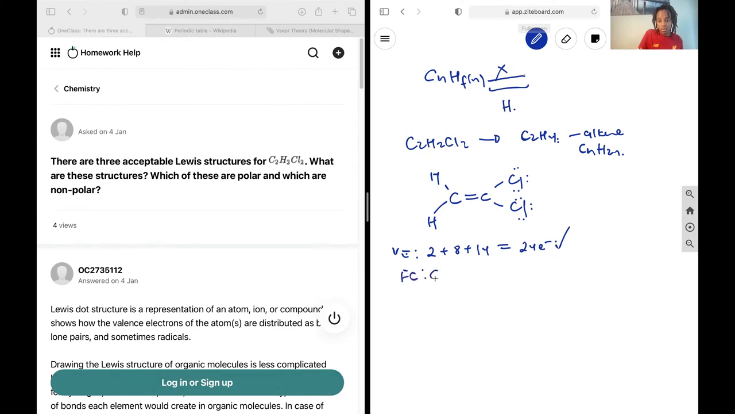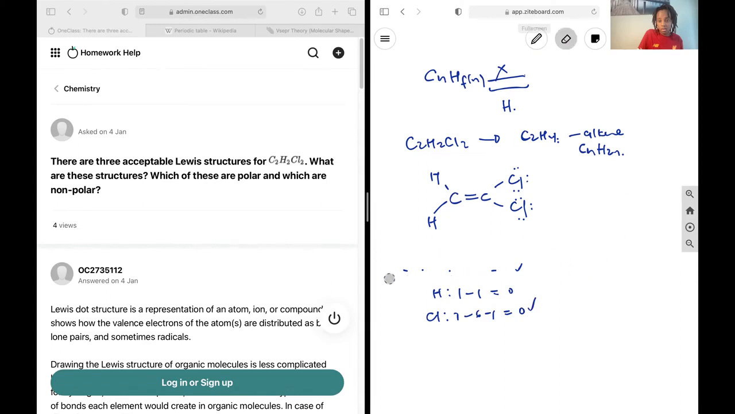Our formal charge on the carbon, we're going to have 4 minus 4, giving us 0. On the hydrogen, we're going to have 1 minus 1, giving us 0. And on the chlorine, we're going to have 7 minus 6 minus 1, giving us 0. So clearly this structure is good to go. And now that we have this structure, let's see if anything can be moved around.